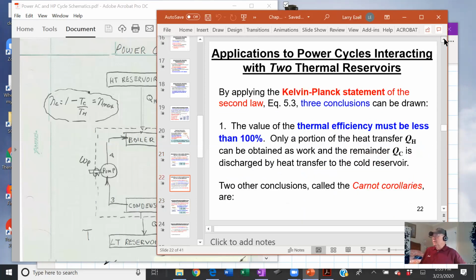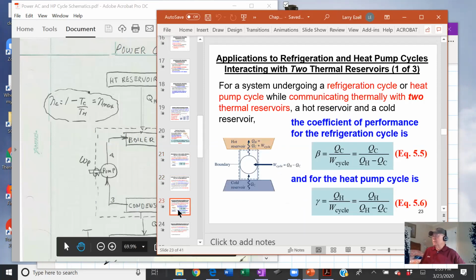Now, we're going to look at these in a little more detail in a minute on my sketch.